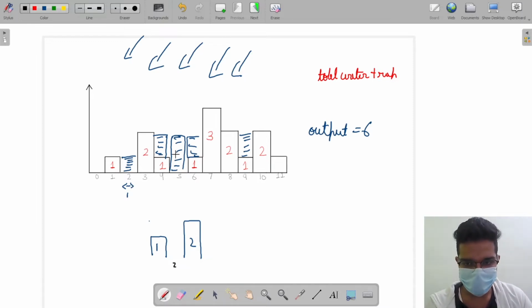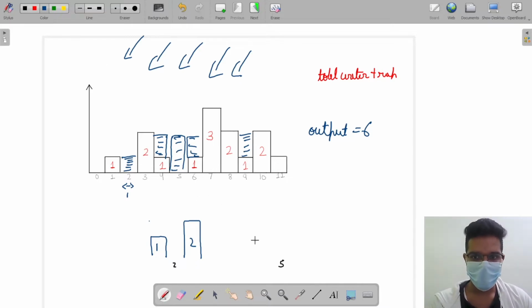Now let's see for index 5. Here for index 5, we have a building at the left, that is 1, as well as at the right we have a building of 1. So here also we have a building that can hold water. So here also that's why water is storing. Are you getting what I'm trying to say? Let's see this example so you understand it better.